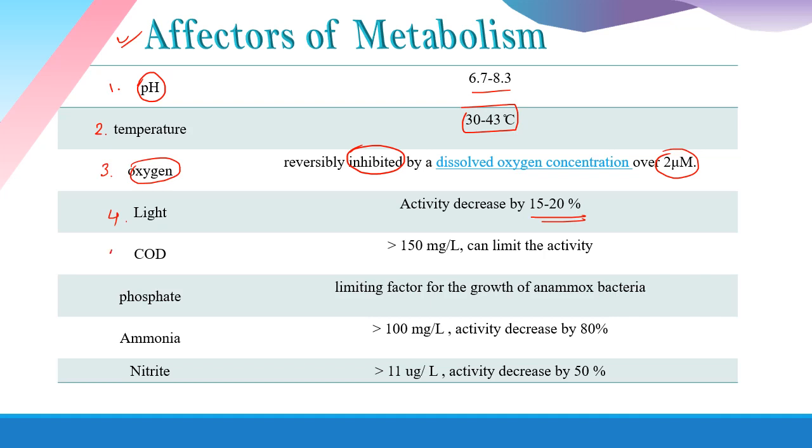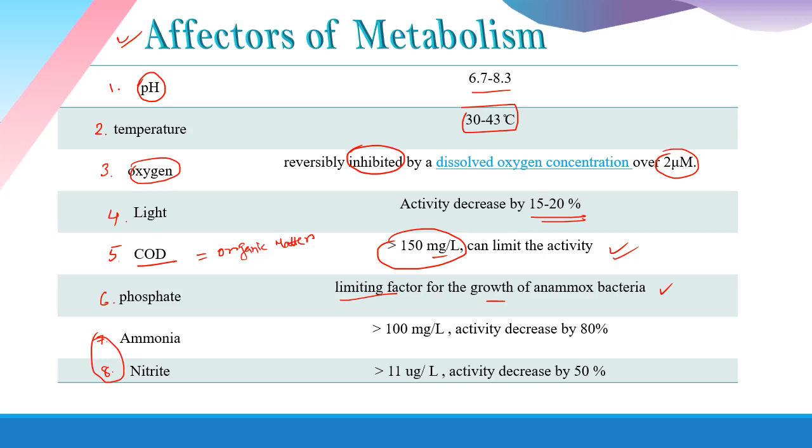After that, we see the COD, that is the chemical oxygen demand. If it goes above 150 milligram per liter, it can limit this activity. This actually represents the organic matter. After that, phosphate also acts as a limiting factor for the growth of the Anammox bacteria. Then we see the ammonium and nitrite.